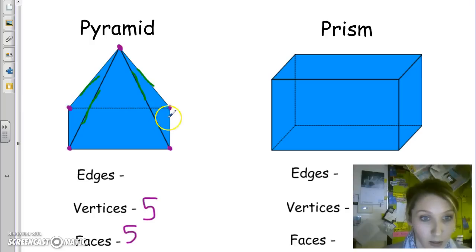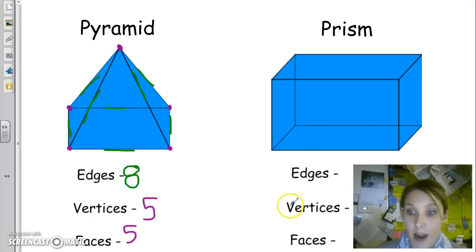If you noticed this edge here, and this edge here, this one here, and this one here, you would be correct. Now, let's count up all of those little green lines that we drew on the edges. 1, 2, 3, 4, 5, 6, 7, 8. So we have 8 edges on this pyramid.